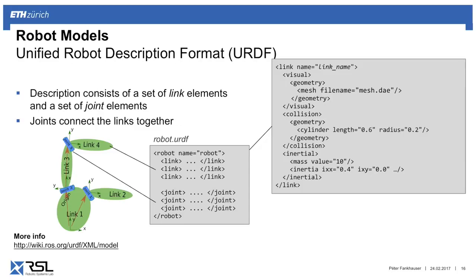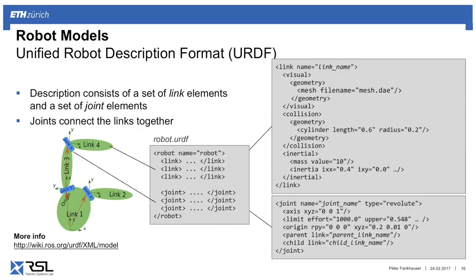Here's an example for a link called link name. And then you have the visual tag, which tells it the geometry. I want this mesh Collada file to be shown. For collision, it could use the same mesh, but here in the example, it uses a cylinder with length 0.6 meters and radius 0.2. And then for dynamics, it's important to specify the mass and the inertia of this link. Here with 10 kilos and 0.4 and 0, so the entire inertia matrix would be stored here.